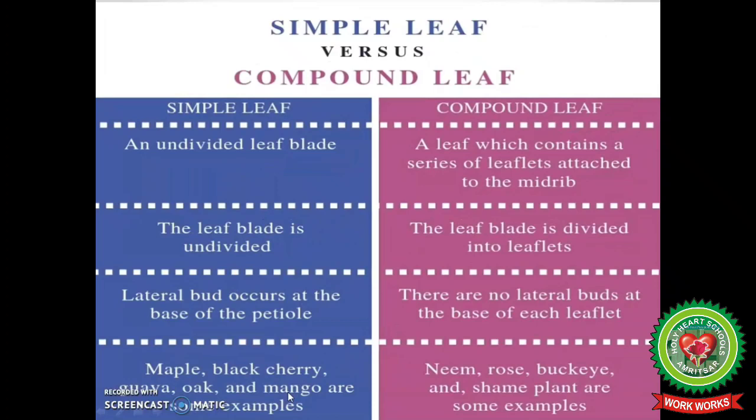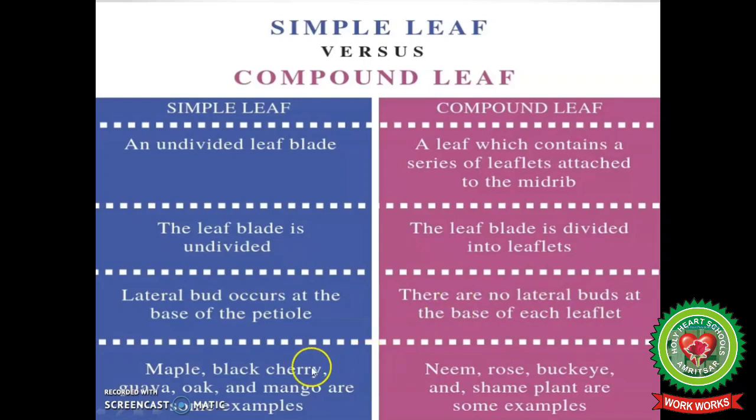Now, let's discuss simple leaf and compound leaf. Simple leaf, an undivided leaf plate. Compound leaf, a leaf which contains a series of leaflets attached to the midrib. Simple leaf, the blade is undivided. Compound leaf, the leaf blade is divided into leaflets. Simple leaf, lateral bud occurs at the base of the petiole. Compound leaf, there are no lateral buds at the base of each leaflet.